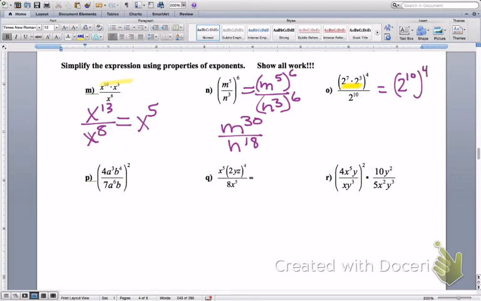We keep our power of 4 over 2 to the 10. Now we can go ahead and use the power rule, 10 times 4, so it's going to be 2 to the 40th over 2 to the 10th. Now we can use the quotient rule and subtract 40 and 10, and we get 2 to the 30th. So in this case, we used all 3 of our rules. Let's go ahead and go to P.